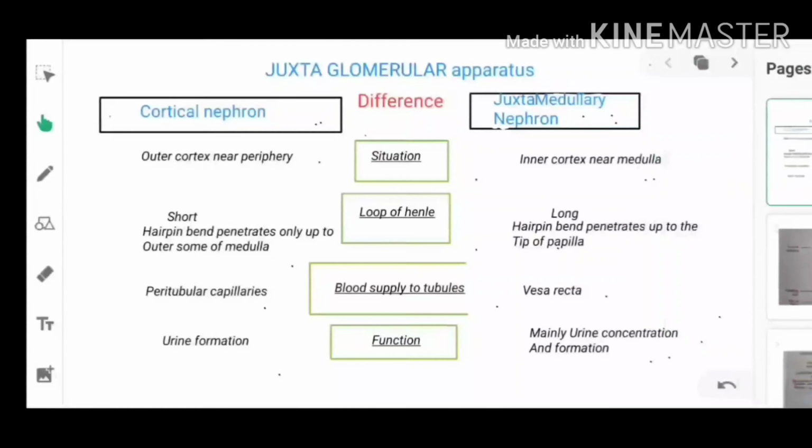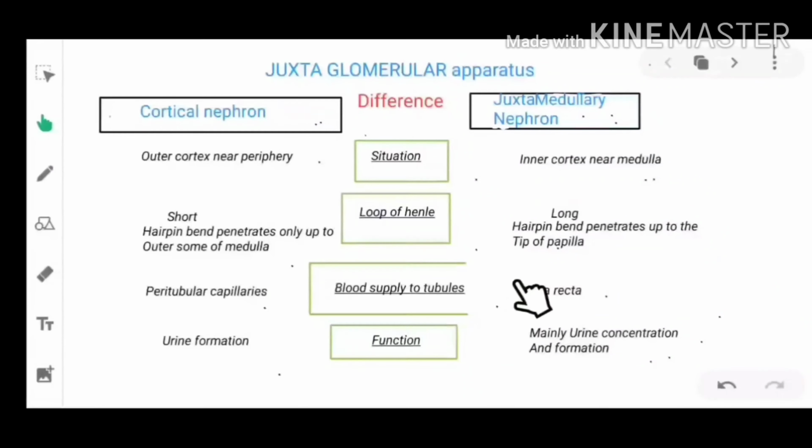And then the third difference is based on the blood supply to the tubules. Peritubular capillaries are present in the cortical nephron, whereas vasa recta is present in the juxtamedullary nephron. Then the function of cortical nephron is urine formation, whereas the main function of juxtamedullary nephron is urine concentration, and it also does formation.